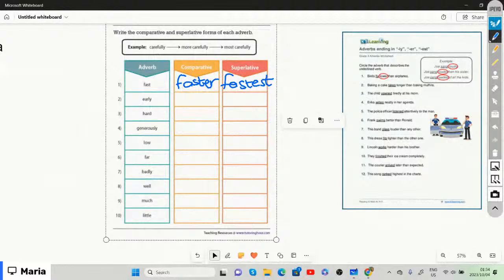Early. Remember, we said that if we have a word like early with the Y at the end, we need to drop the Y and we either add IER or IEST.